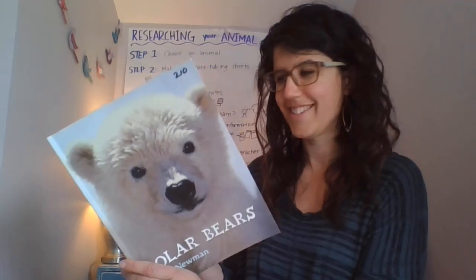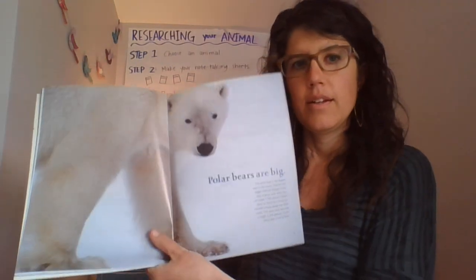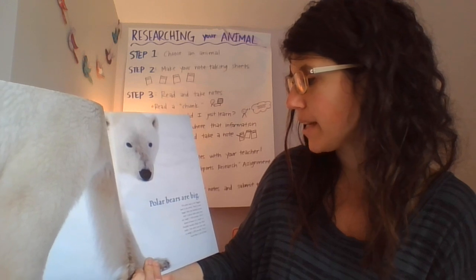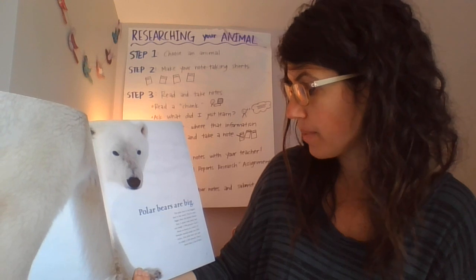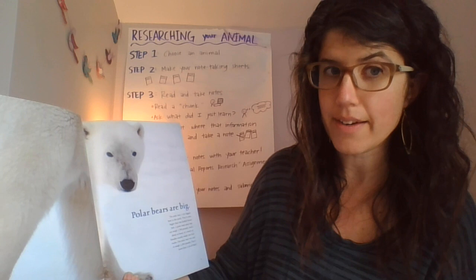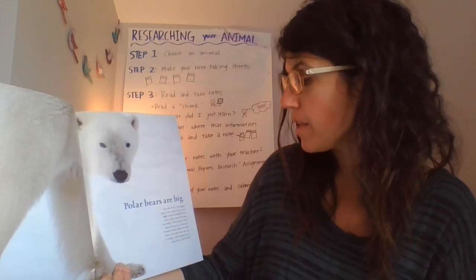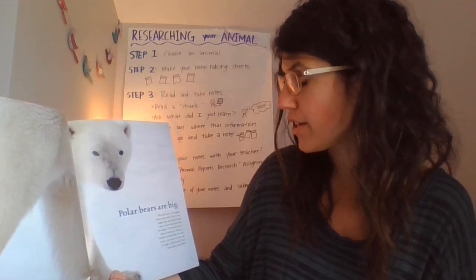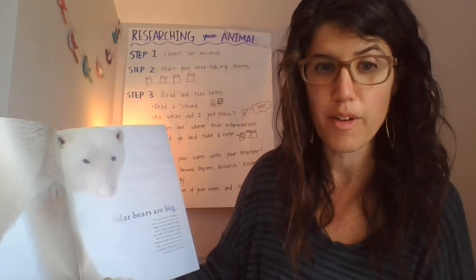All right, polar bears. Polar bears are big. The polar bear is the biggest bear in the world. They're even bigger than the Kodiak brown bear. A giant male polar bear can weigh 1,700 pounds. That's about as heavy as a small car. Females usually weigh less than males. One polar bear was said to weigh 2,200 pounds. That's more than a ton of bear.